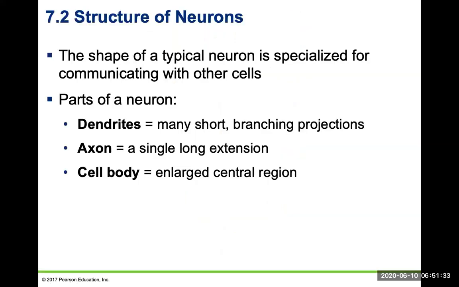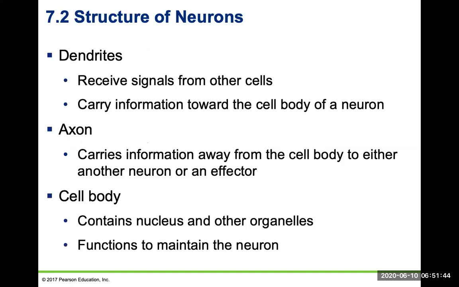The shape of a typical neuron is specialized for communicating with other cells. We have dendrites, axon, and a cell body as our three main parts of the neuron. Dendrites receive signals from other cells. They carry the information towards the cell body. The axon carries information away from the cell body to either another neuron or an effector organ or muscle. And the cell body itself will have a nucleus, other organelles, and functions to maintain the neuron.